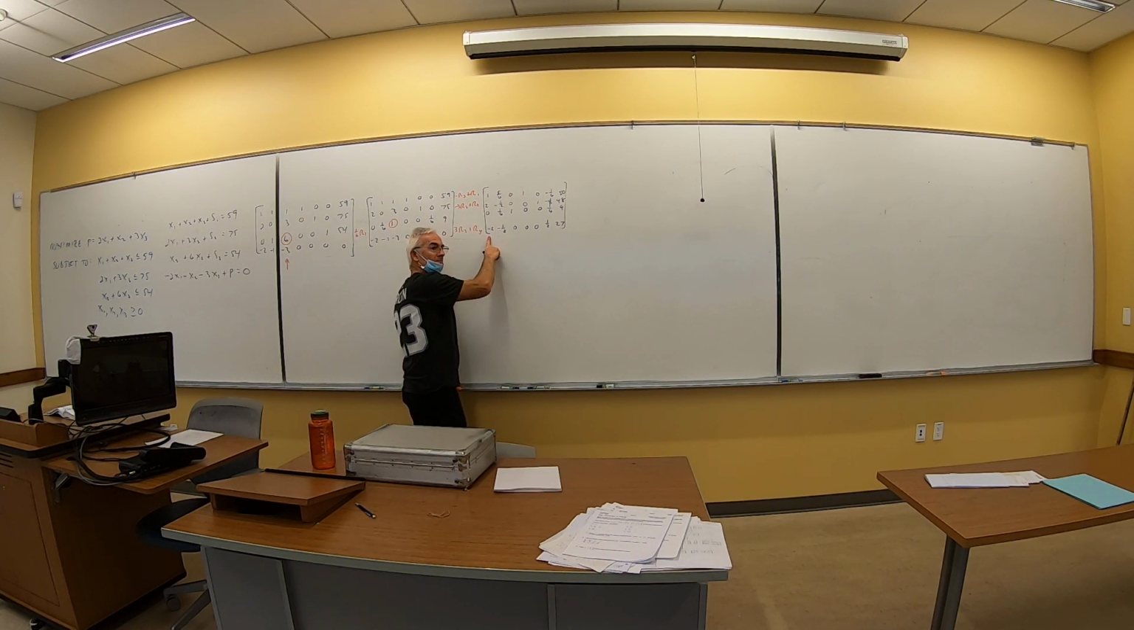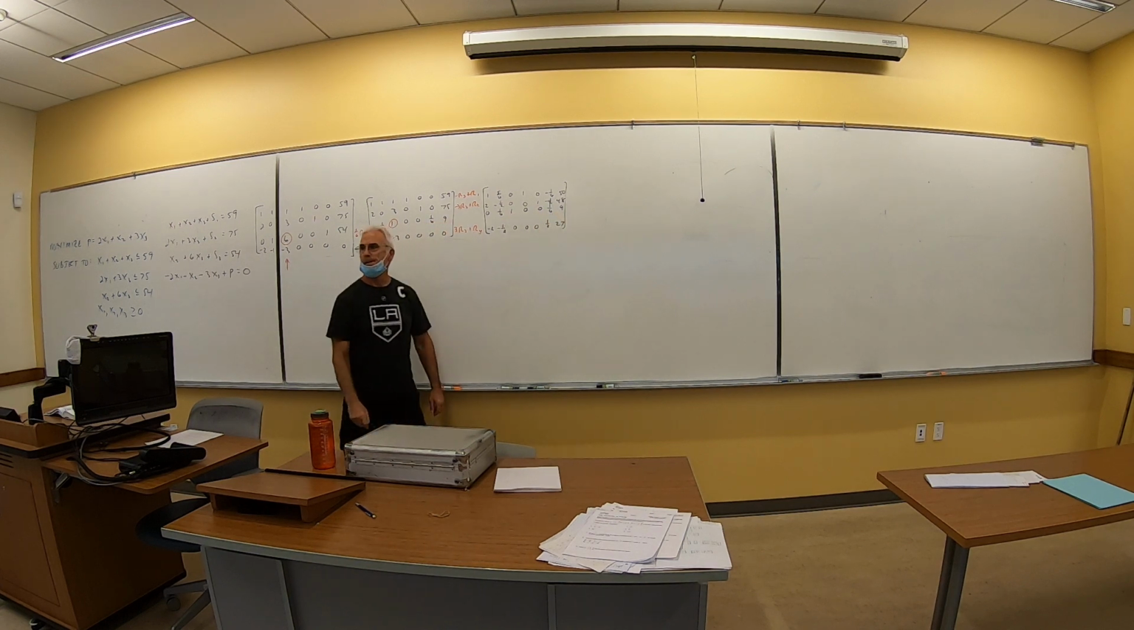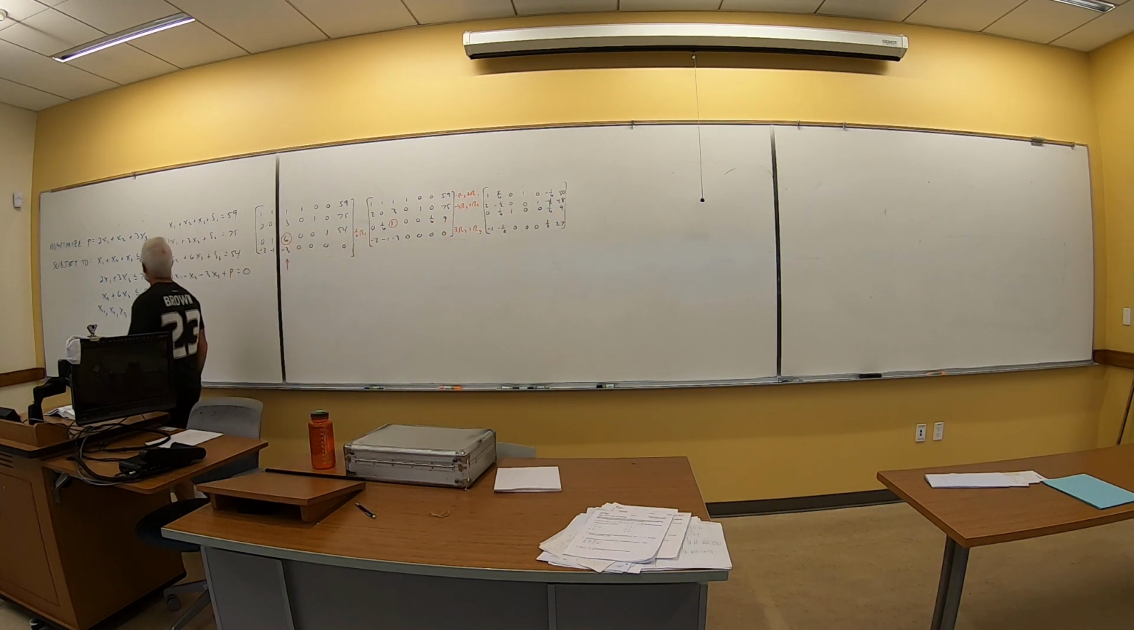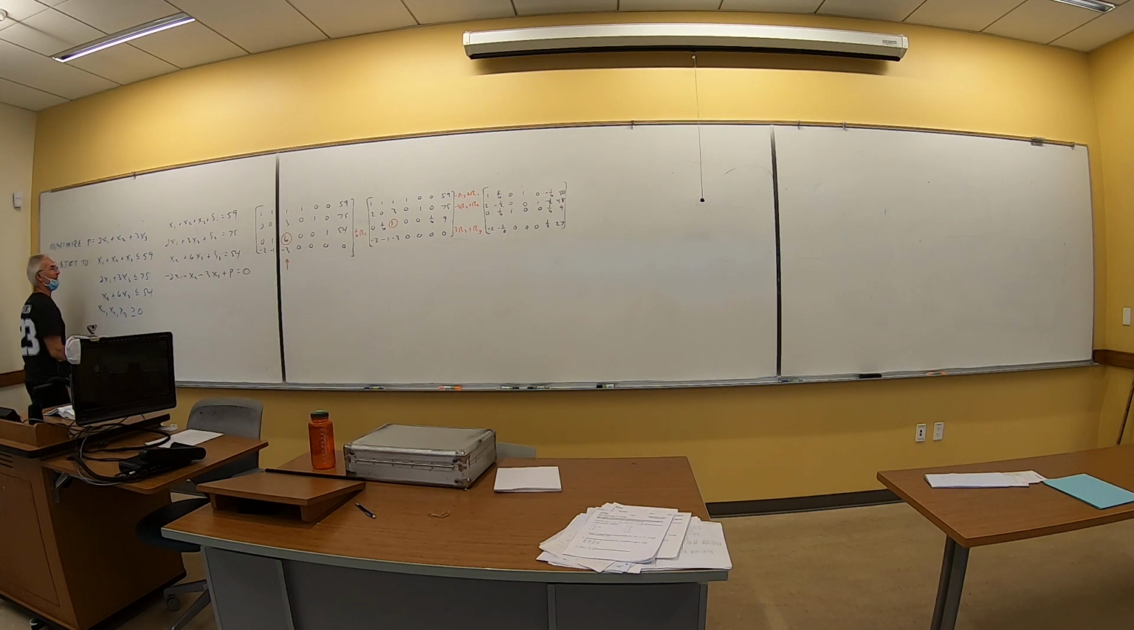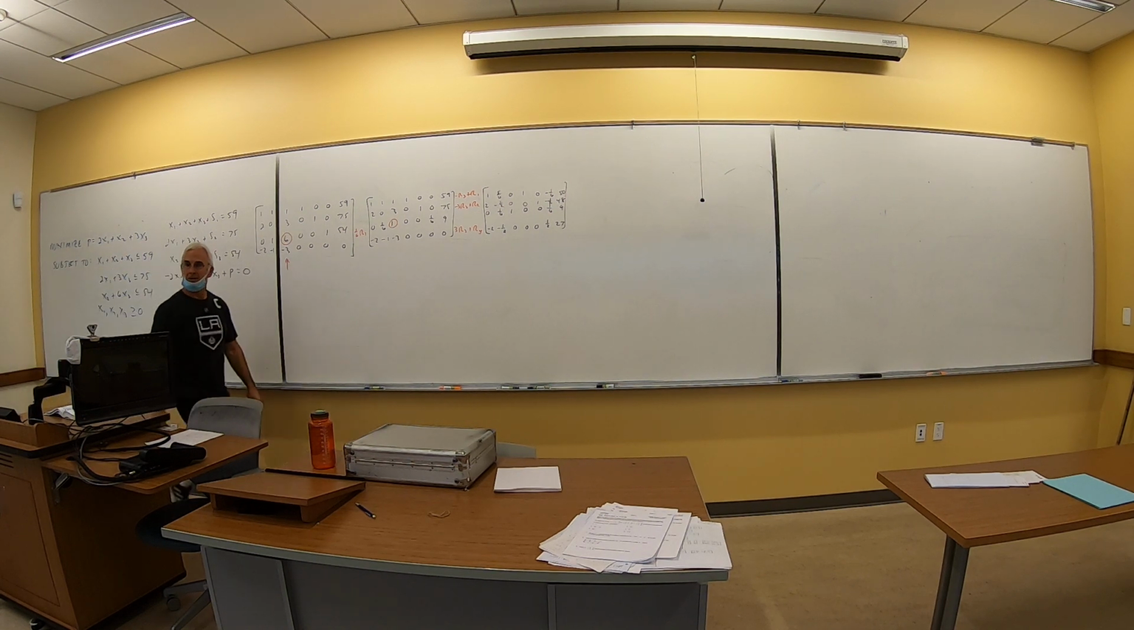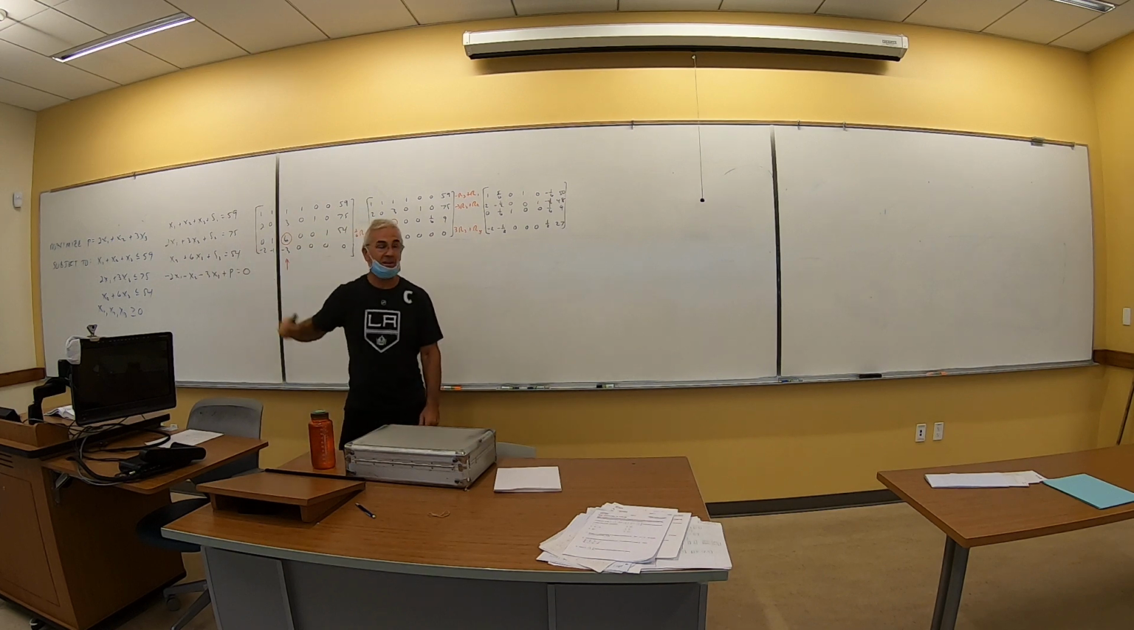X1 would be 0, X2 would be 0, X3 would be 9. So X1 is 0, X2 is 0, X3 is 9. Certainly I didn't use up all of this one, but I did use up all of this one. And if X3 was 9, my profit would be 27.